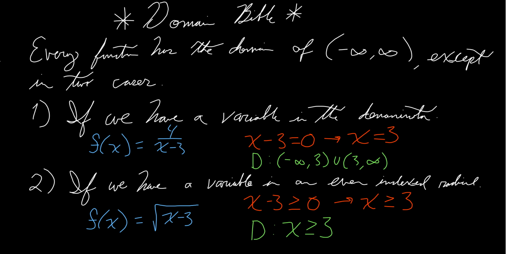Again, let's say I pick 0. Well, 0 is not greater than or equal to 3. If I plug a 0 in here, I'd get the square root of negative 3, and I know that's an imaginary number. So anyways, this is my domain Bible. Every function has a domain of negative infinity to positive infinity, except in 2 cases. Case number 1, if we have a variable in the denominator.